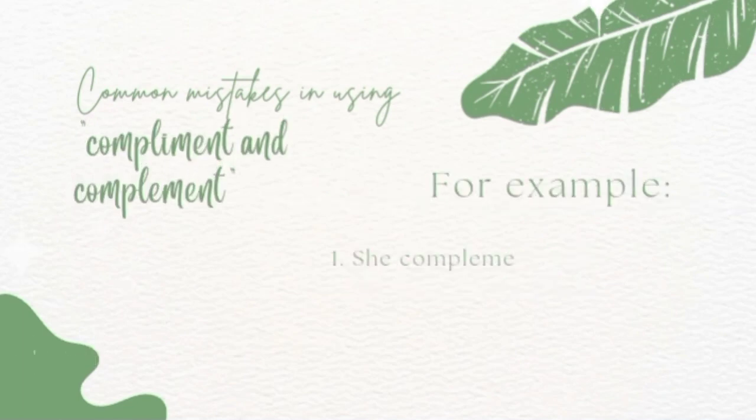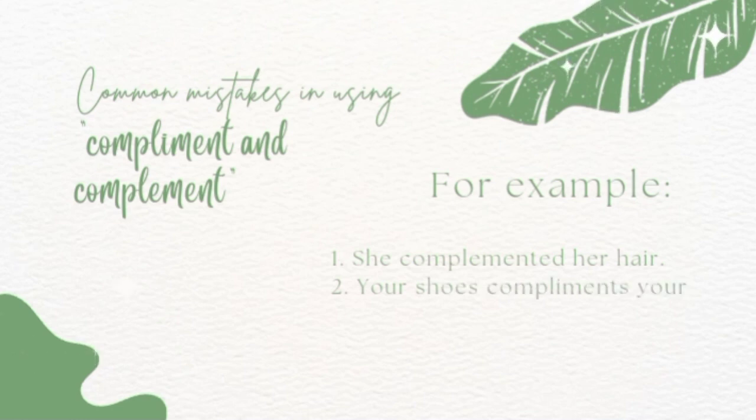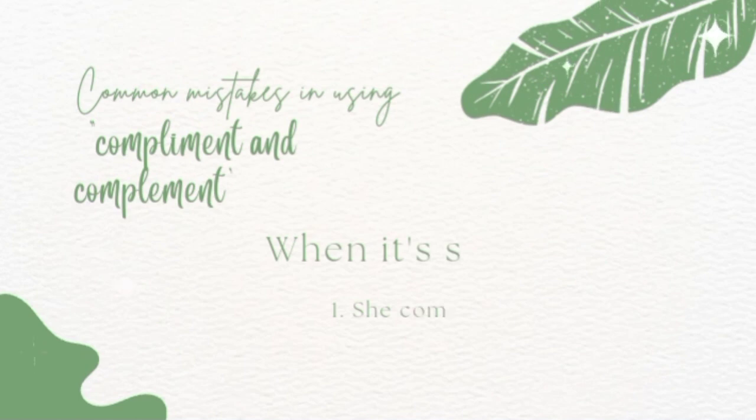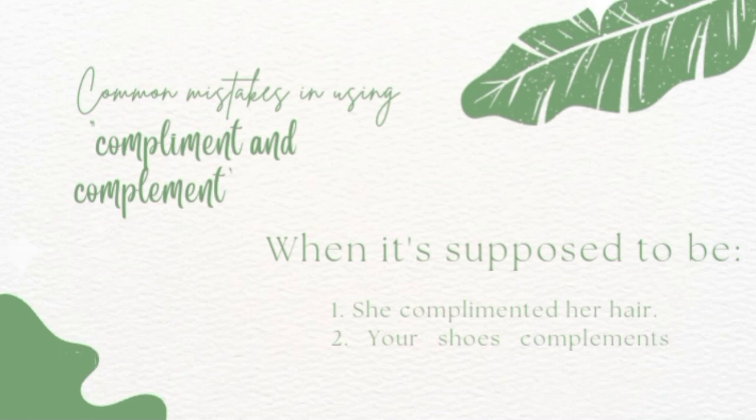Next common mistakes are in using the words complement and compliment. For example, she complimented her hair. Your shoes complements your skin tone. These are the correct sentences: she complimented her hair; your shoes complements your skin tone. Complement refers to something that completes something else, while compliment has branched off to mean a remark, especially in a form of admiration, esteem, or approval.